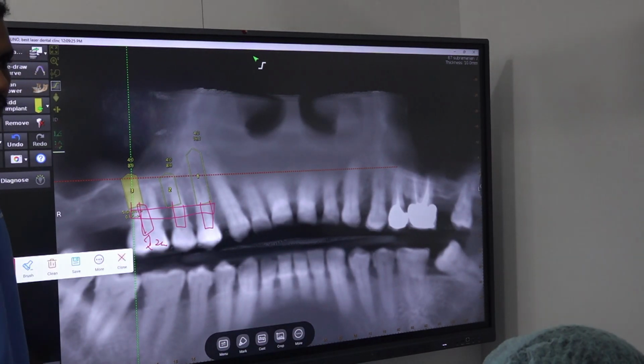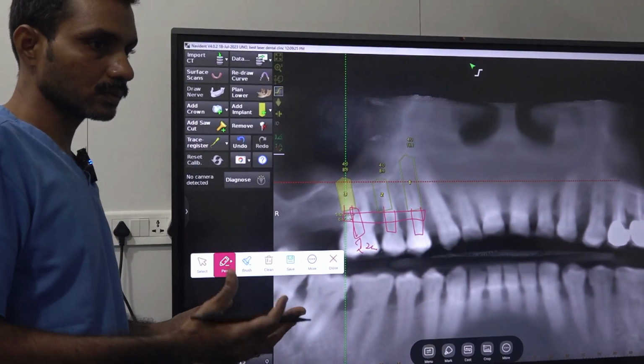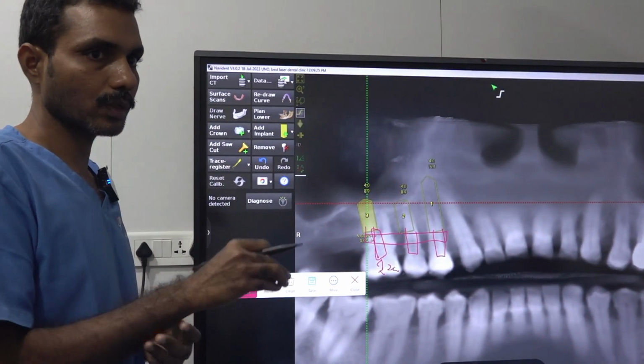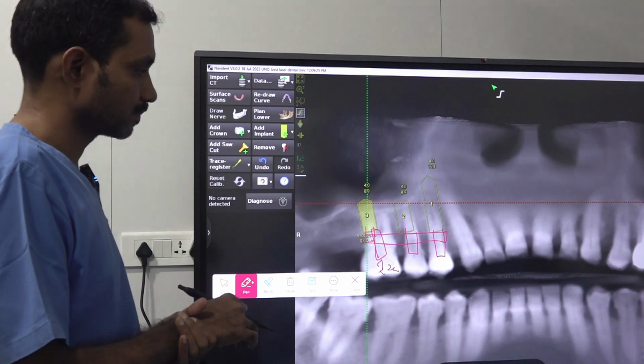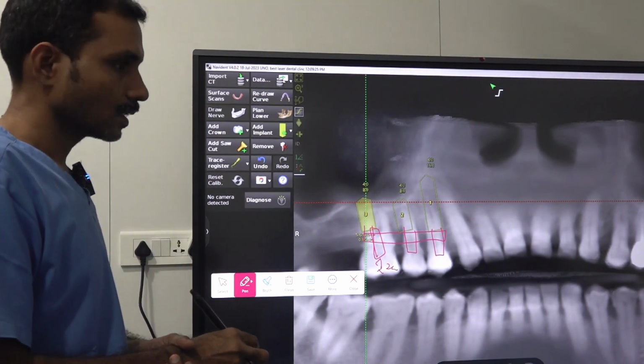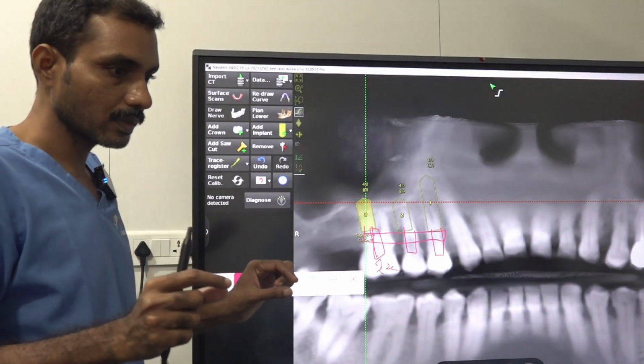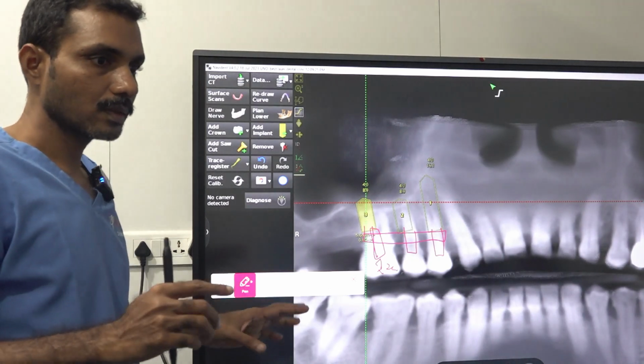Same way. There is nothing different between immediate loading and delayed loading. Only usually in conventional, it is submerged, or you are putting only a healing abutment. So if there is no welding, what can you do? You can take an impression and send it to the lab. They will make a metal frame. Fix the metal frame and leave it.